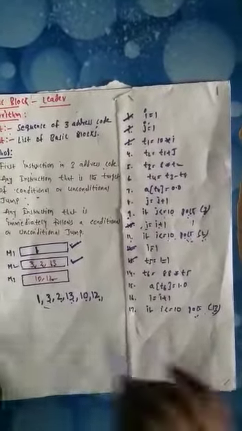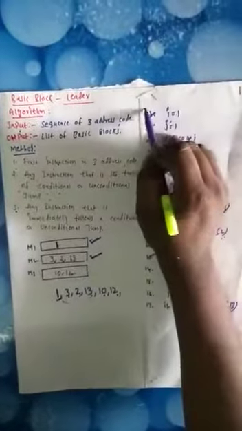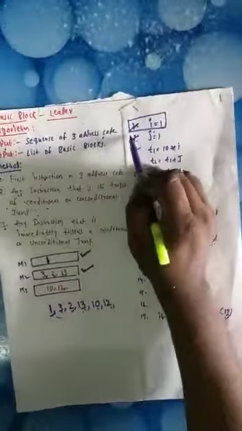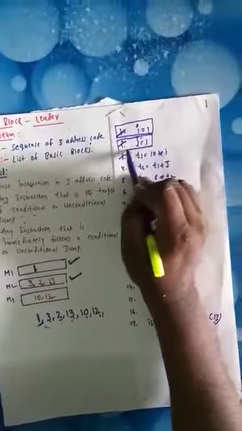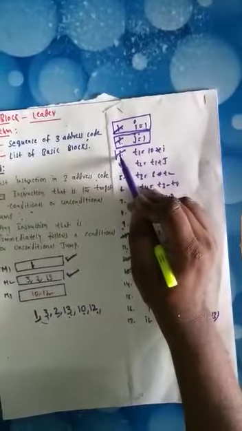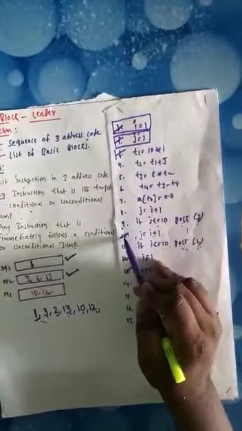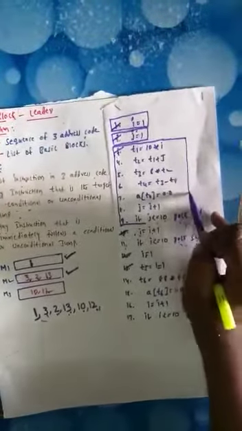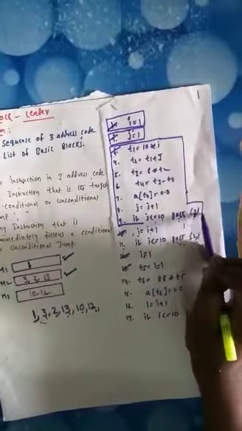So for the basic blocks, instruction 1 is a basic block. And instruction 2, it is a leader, it is a basic block. And instruction 3 is a leader, and the next leader is 10. So from instruction 3 to instruction 9, it can be taken as one block.